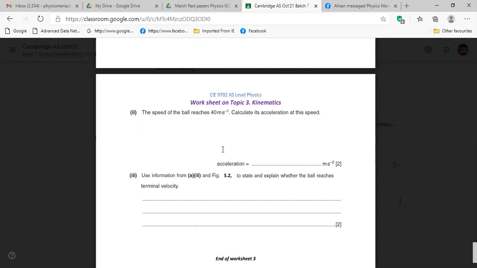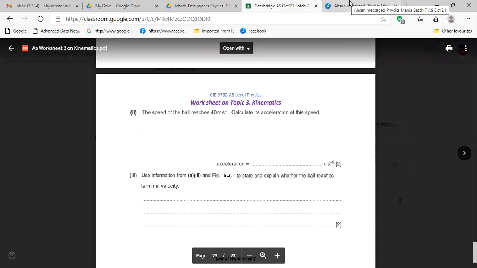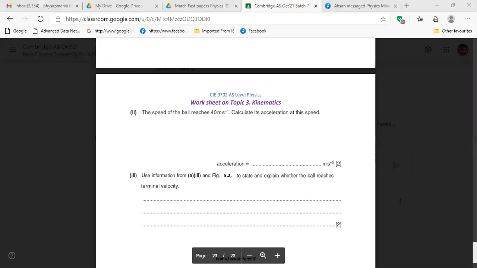Another way you can do, you do not actually need time. If you want to do in another way, so how? You know one thing. What is the mass?